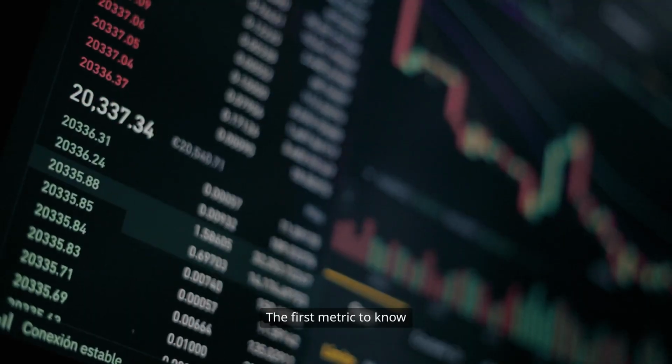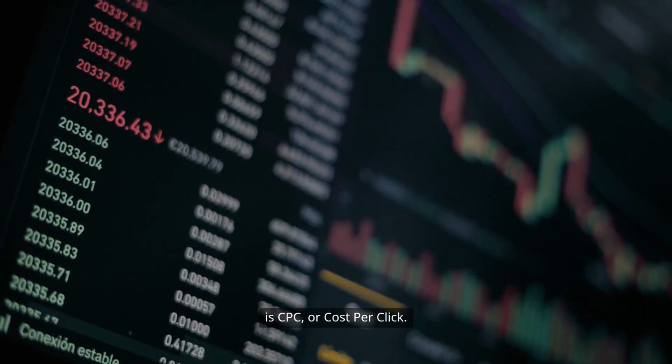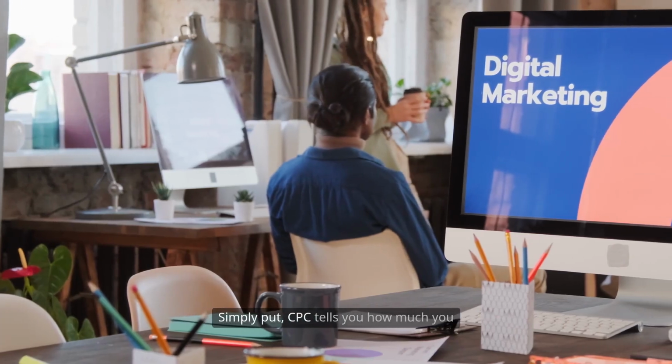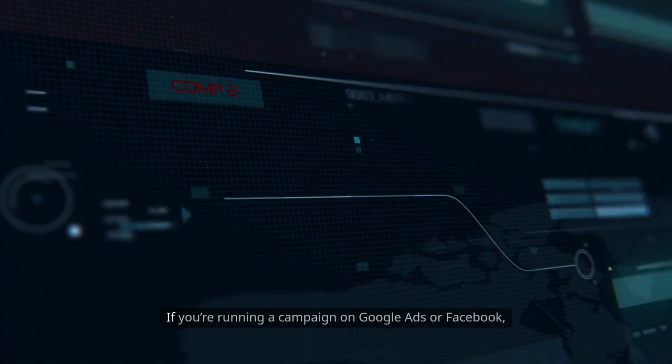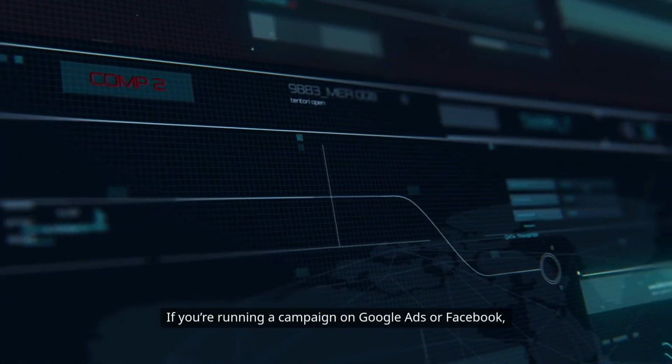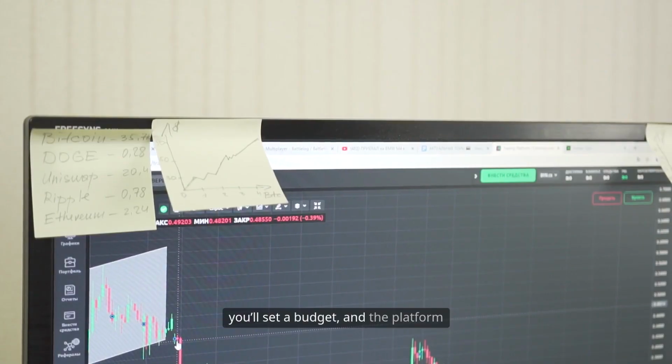The first metric to know is CPC, or cost per click. Simply put, CPC tells you how much you pay each time someone clicks on your ad. If you're running a campaign on Google Ads or Facebook, you'll set a budget, and the platform will charge you for every click your ad receives.